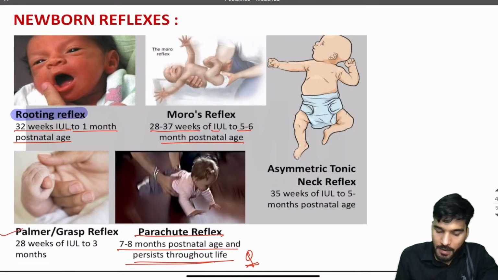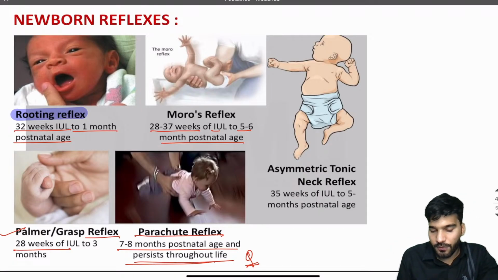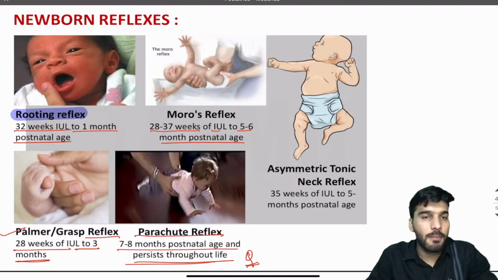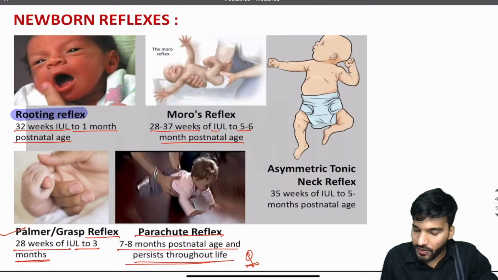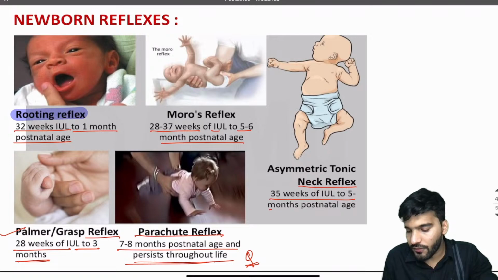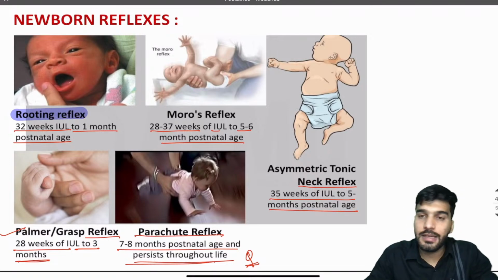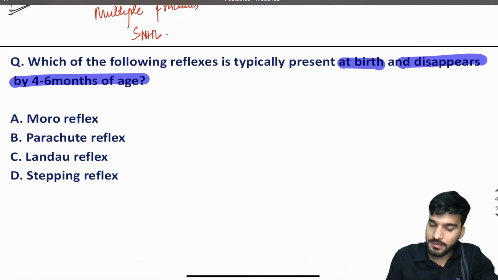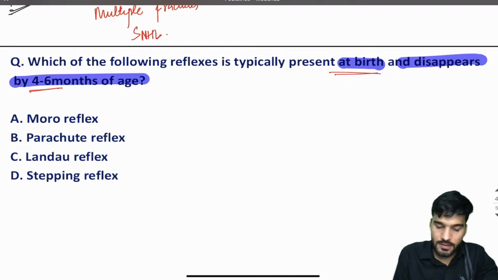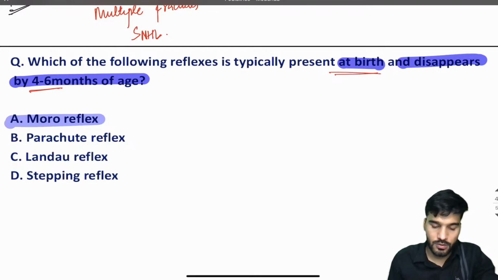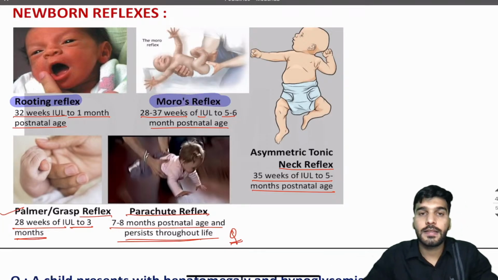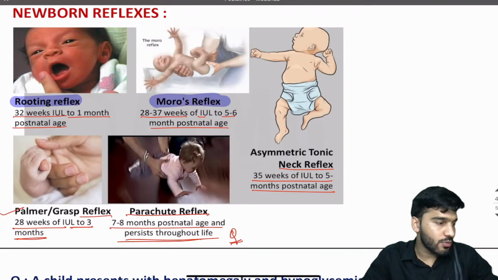Then we have the palmar or grasp reflex: 28 weeks of intrauterine life to 3 months. We have the asymmetric tonic neck reflex: 35 weeks of intrauterine life to 5 months postnatal age. Now, which reflex is present at birth and disappears around 4 to 6 months? Your answer is going to be the Moro reflex. Clear? Next question, guys.